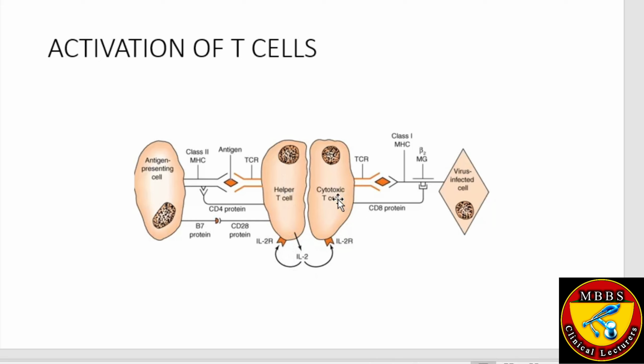On the right side we can see that a virus infected cell presents a viral antigen in association with the class 1 MHC protein. This complex of viral antigen and the class 1 MHC protein is recognized by the T cell receptor of the cytotoxic T cell, which attaches, becomes activated and kills the virus infected cell. So again, I hope that the activation of the helper and cytotoxic T cells will be clear.